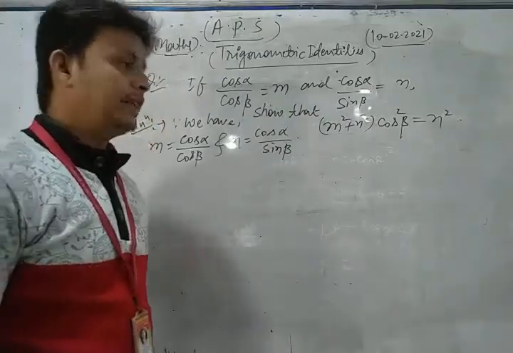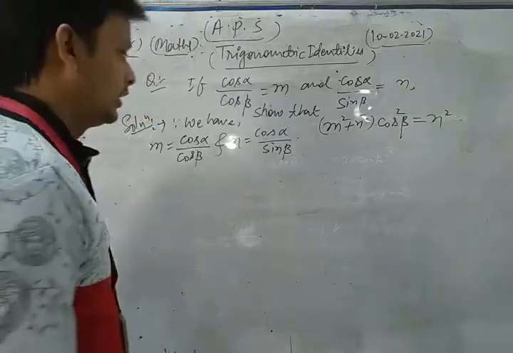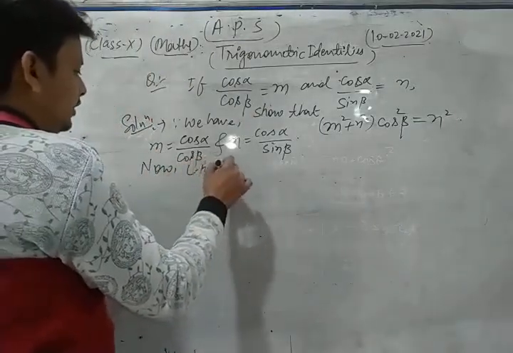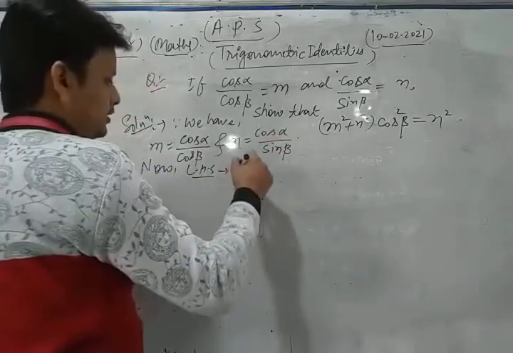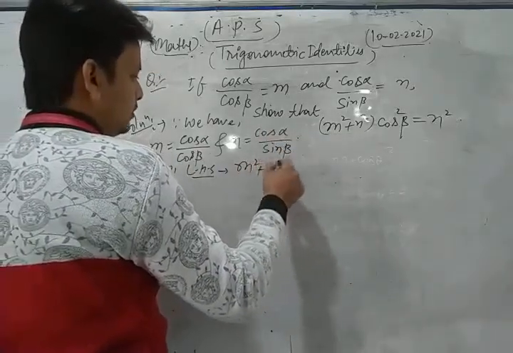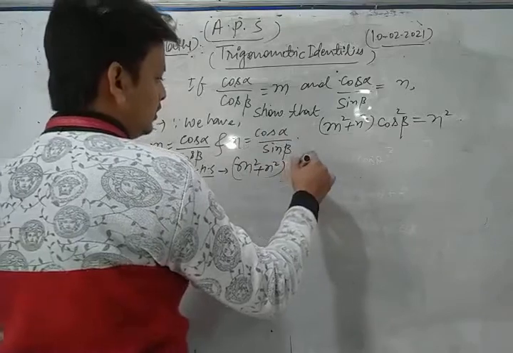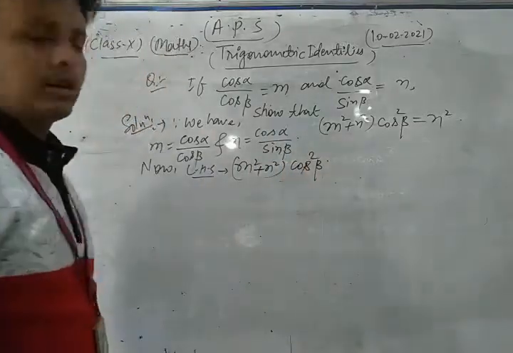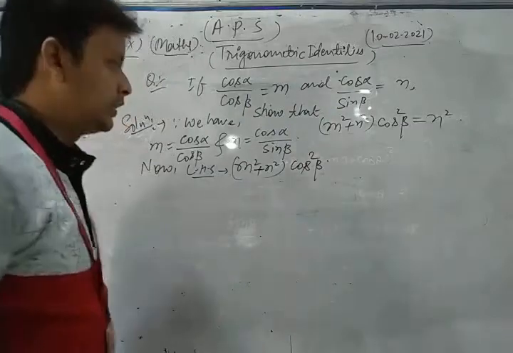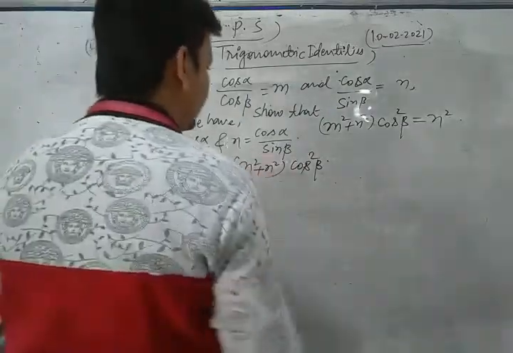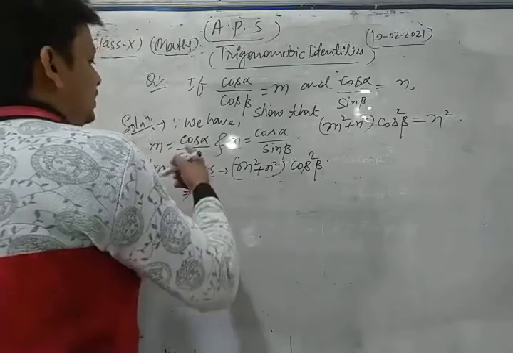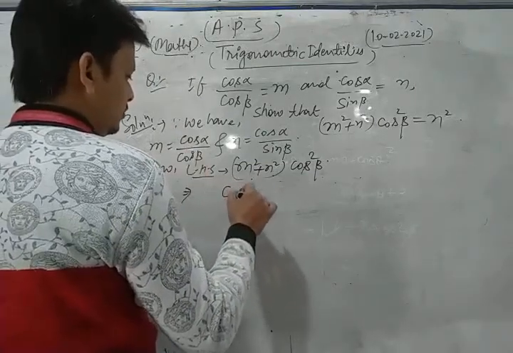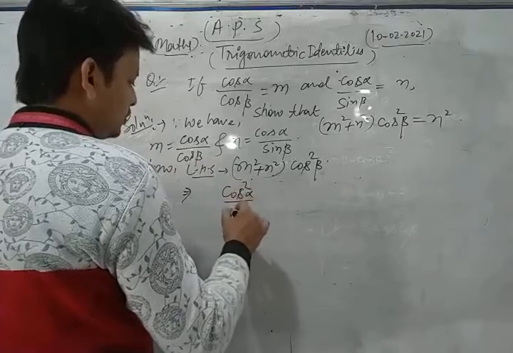Now we take the left hand side of the given result, which is (m square plus n square) into cos square beta. So we put the values of m and n here. The value of m square is cos square alpha upon cos square beta.